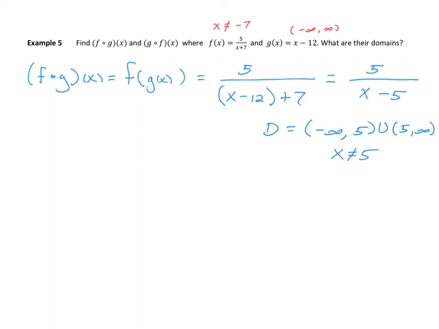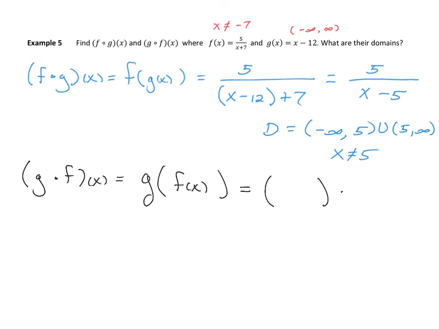Now, what about the function g composed with f of x? So this is different. This says you have the function g, but in place of x, you're now going to plug in the function f. So what this looks like is, okay, we take the function g of x, which is x minus 12. But instead of x, we're plugging in f, which is 5 over x plus 7. Here, again, we don't really need the parentheses. This is just 5 over x plus 7 minus 12.